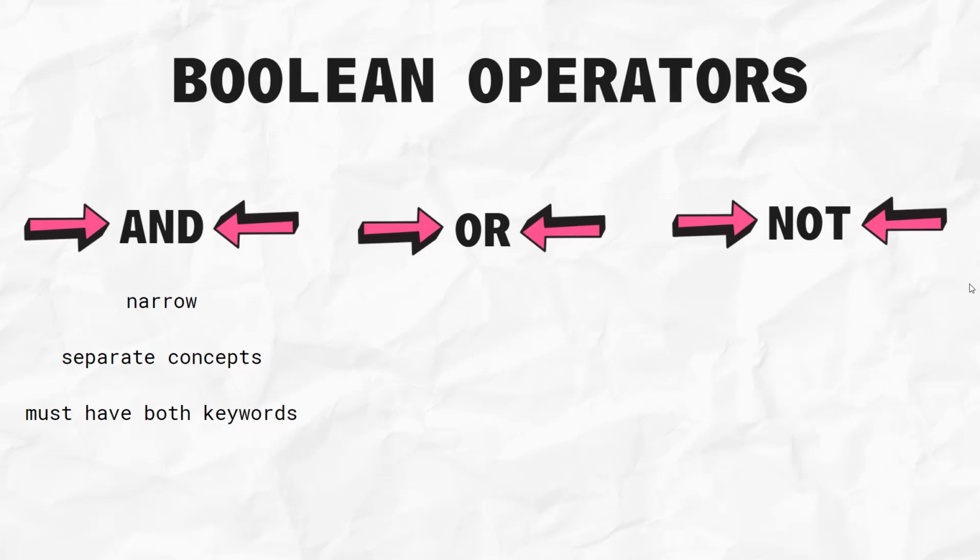AND is a way in which we can narrow a set of results. A common use of the Boolean operator AND is to link main concepts or keywords. When we use AND, the search engine knows to only retrieve documents that contain all of the keywords.